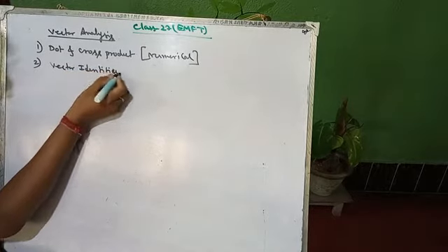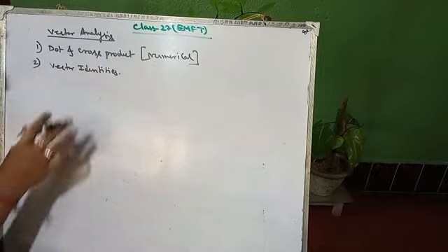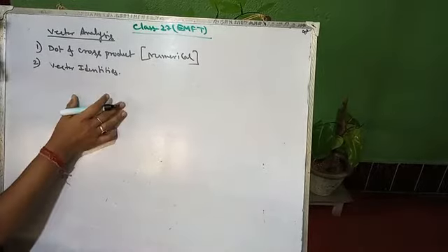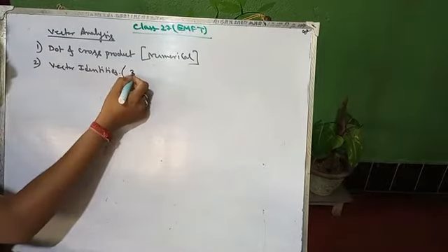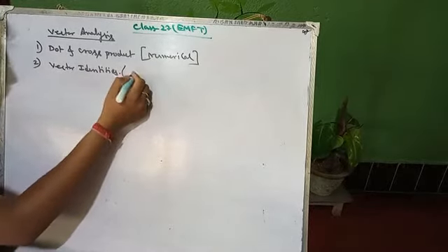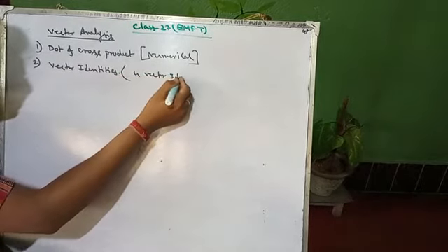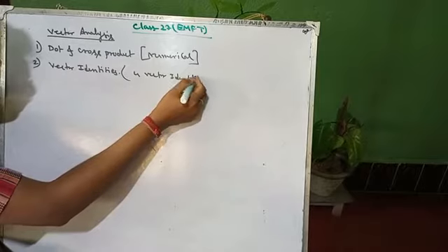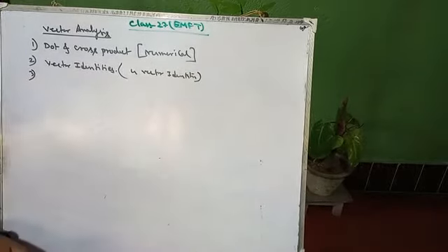Whatever vector identities I have discussed over here, you have to learn all of them very well. There are four vector identities.